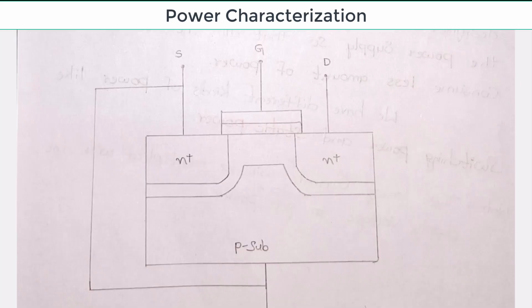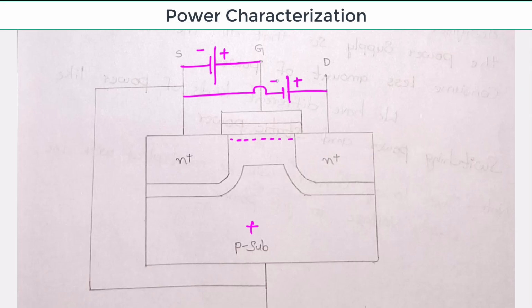Let us see what this means. Here I am connecting gate to positive and source to negative. Because of this, it leads to the formation of the channel. Here the channel gets formed, and we need to apply the potential between drain and source. So I am connecting source to negative and drain to positive.